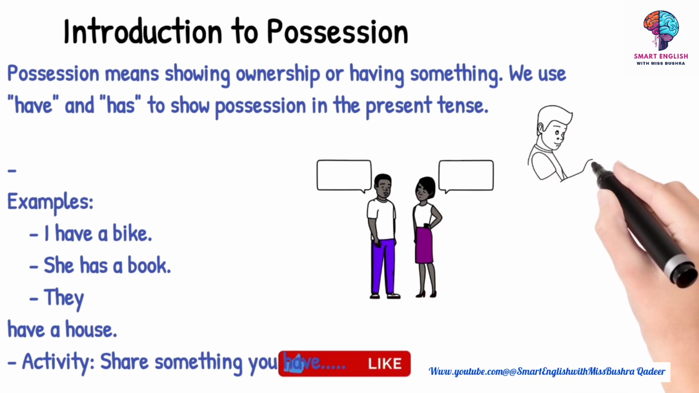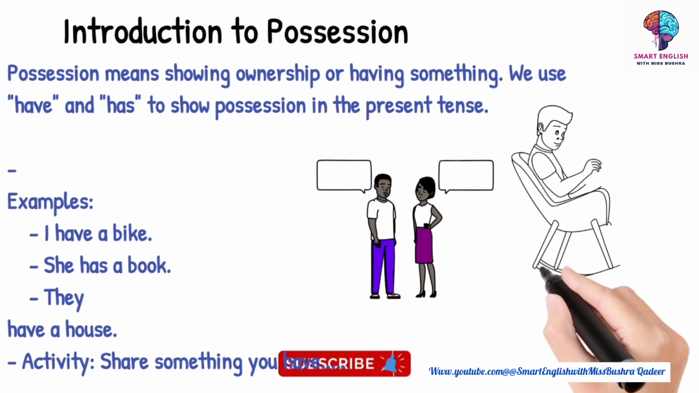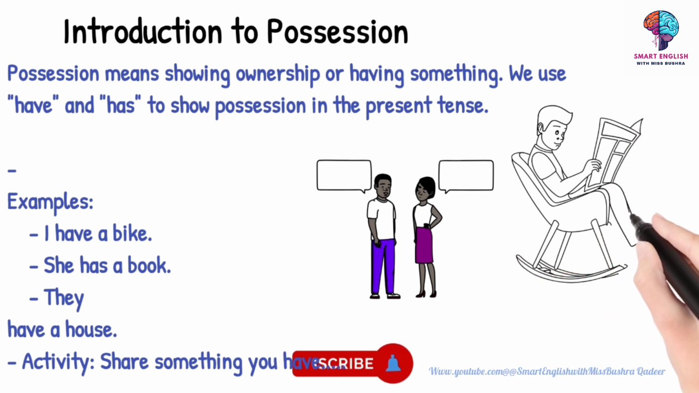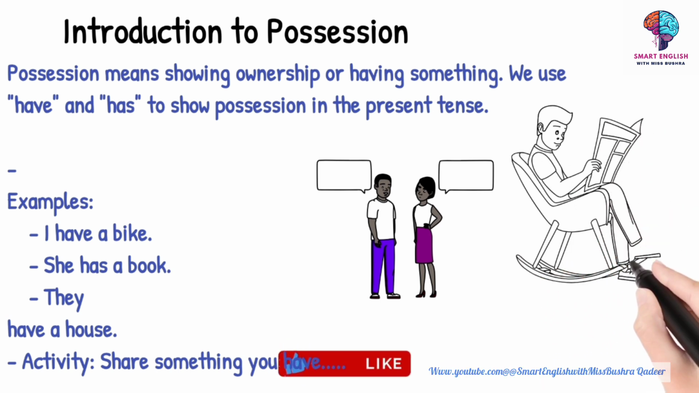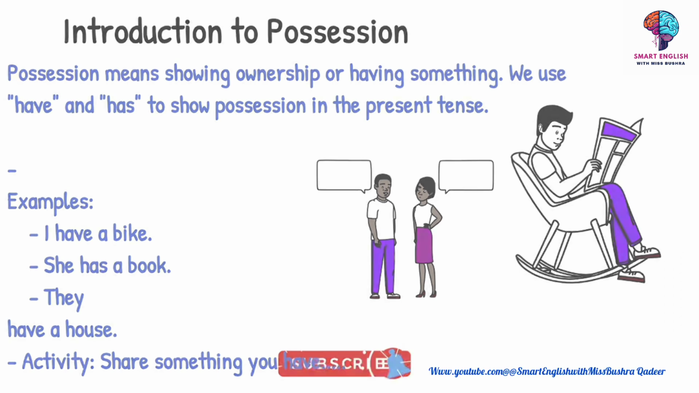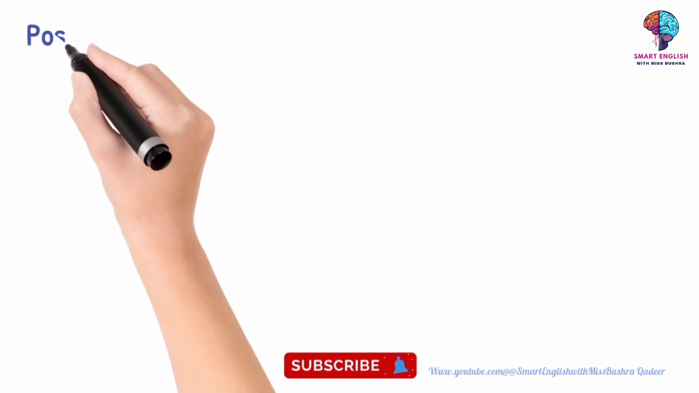For example, if I have something, how do I say that in English? If I have a car, I use have, not "I am a car." No, not am, but I use have. For the singular noun, I use has.